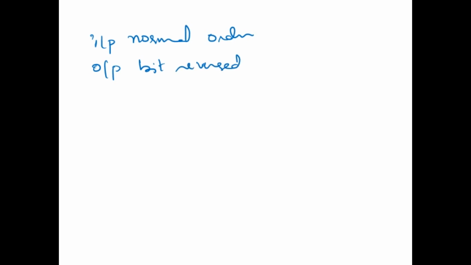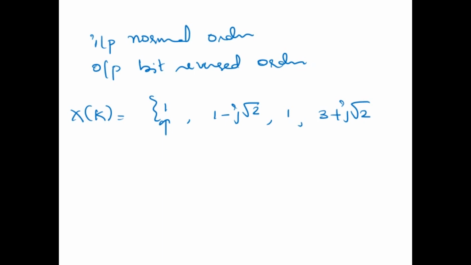We know that for DIF FFT algorithm, input is the normal order and output is in the bit reversed order. So let us write the output in the normal order x of k. That is x of 0 is 1, x of 1 is 1 minus j root 2, x of 2 is 1, x of 3 is 3 plus j root 2. This is the final answer.